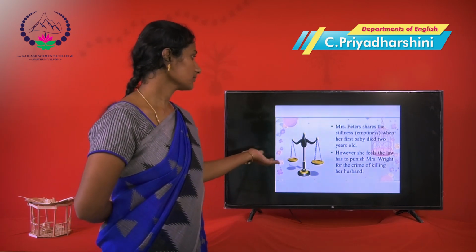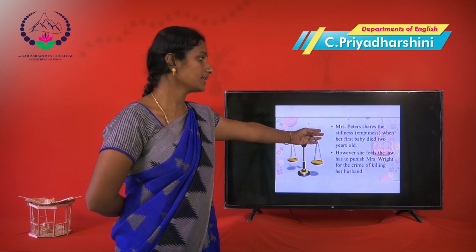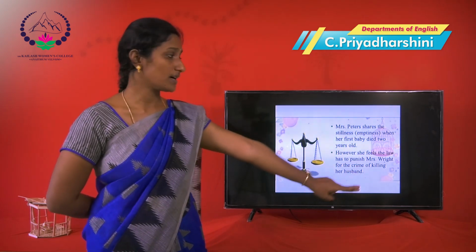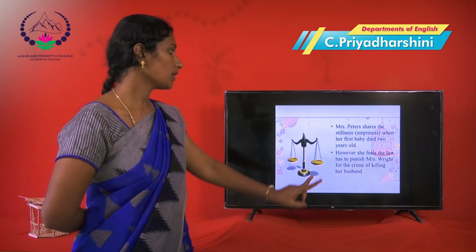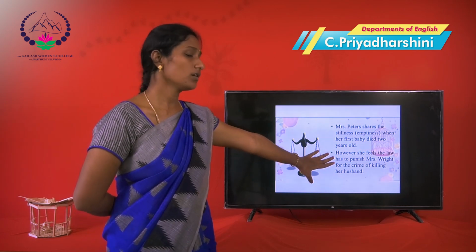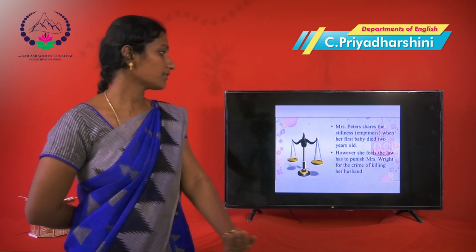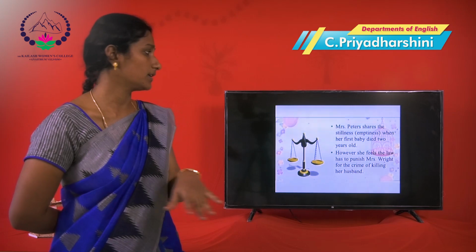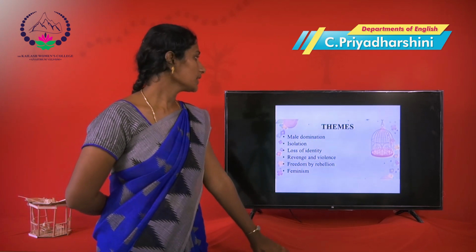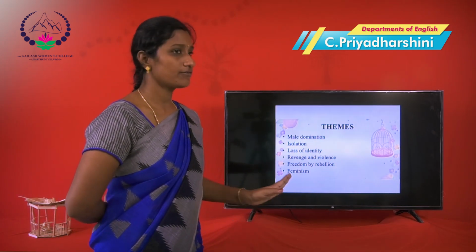Next, Mrs. Peters shares the stillness when her first baby died at 2 years old. However, she feels the law has to punish Mrs. Wright for the crime of killing her husband. This is the Trifles story.